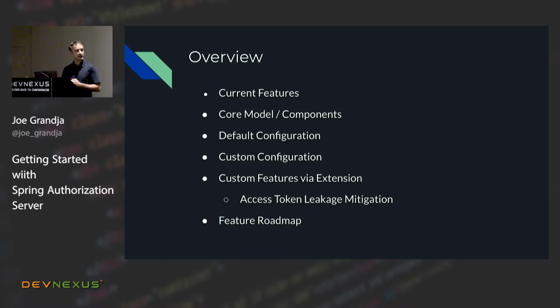And then I'm going to do a demo. The first half of the talk is going to be slides, but the custom features via extension will be demos. I'm going to show you a couple of demos on mitigations against access token leakage, called sender constrained access tokens and audience restriction. Then we'll wrap it up with the feature roadmap, where Spring Authorization Server is going with the next set of features.